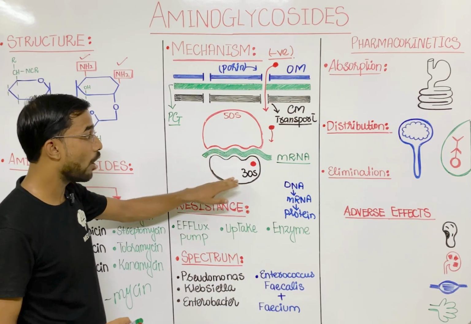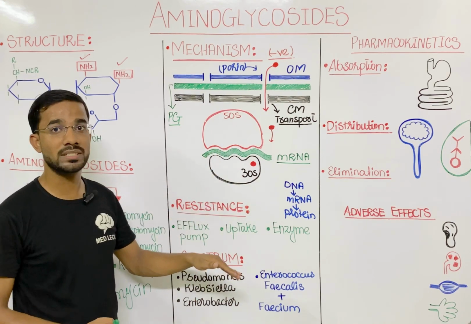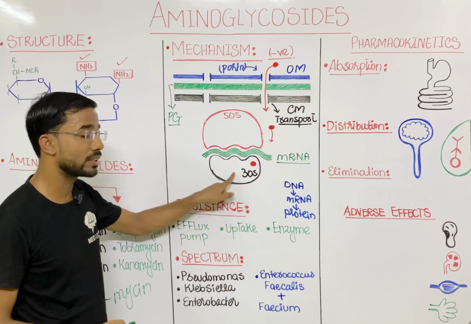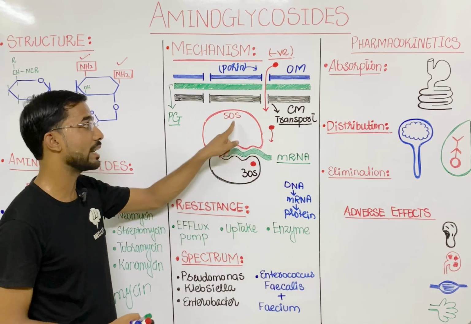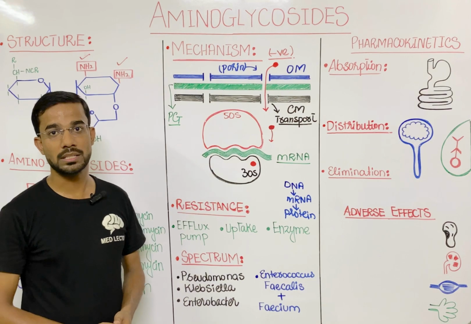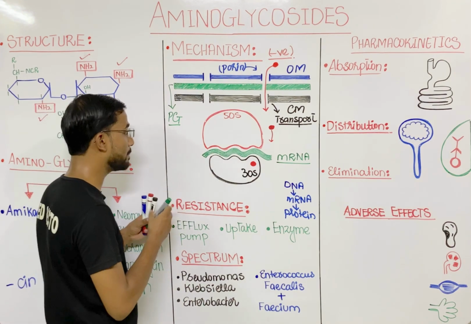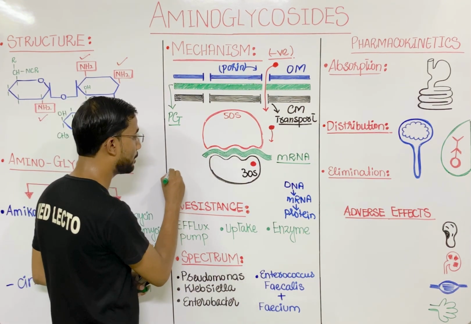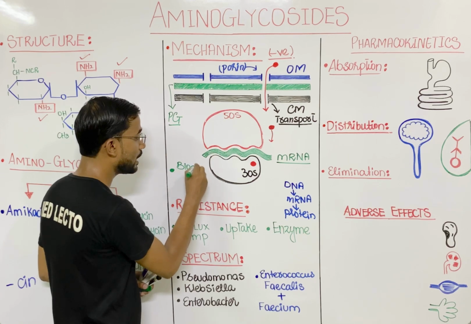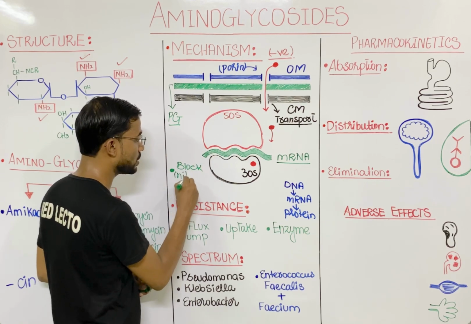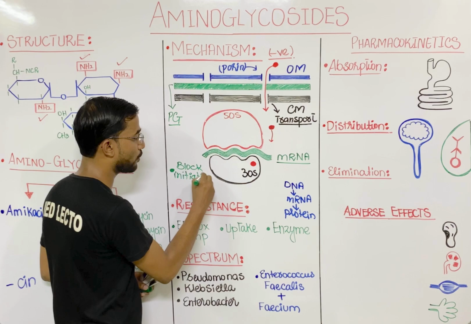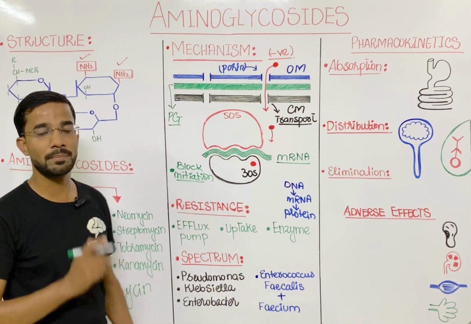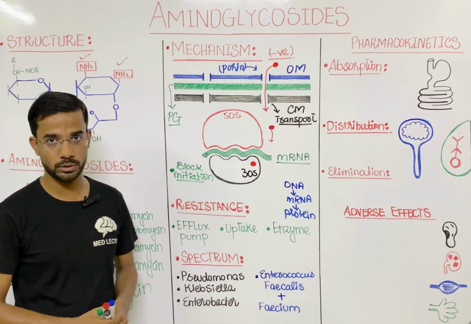This one. Now, after binding of the aminoglycoside, there will be no attachment of the 30S subunit with the messenger RNA and with the 50S subunit. So, it's the first most important mechanism. It actually blocks the initiation complex formation. That is the first mechanism of action of the aminoglycosides.